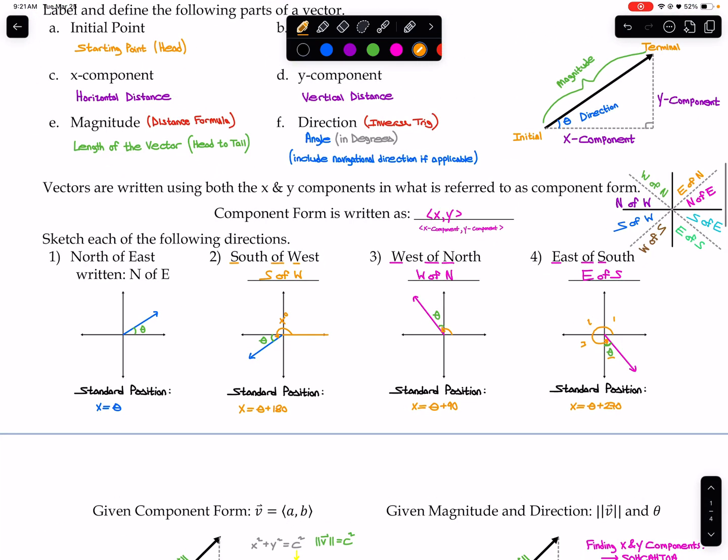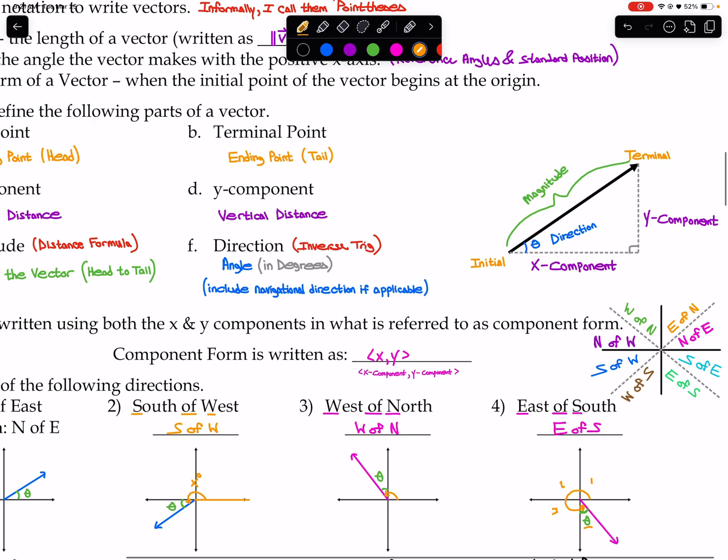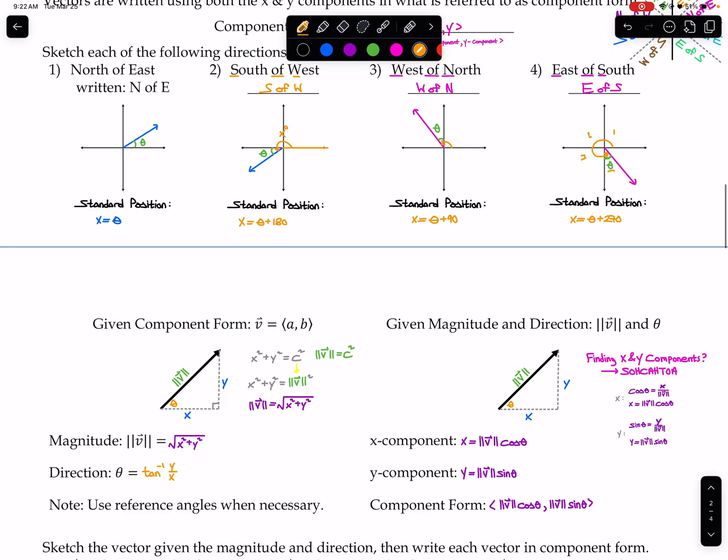Now, if you look at this diagram I have over here on the right side, I have every possible cardinal direction that we're going to be talking about. So all 8 of these directions are what we're going to be referencing at some point. I only did 4 of them out of the 8, but hopefully you can figure out the standard positions and everything else of the other 4 directions. All right, now we're going to move on to component form.